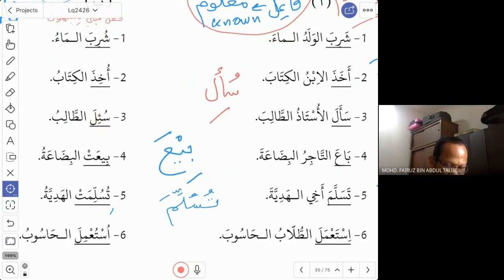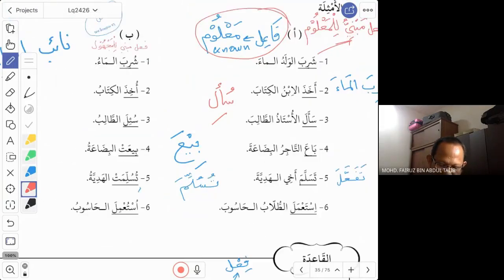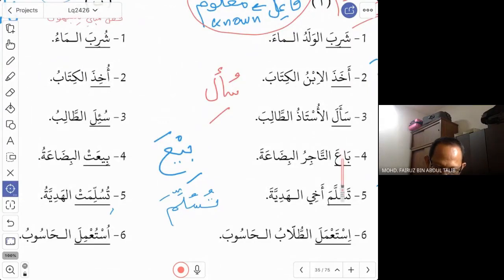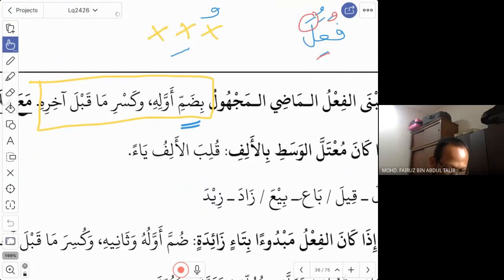But number 4 is a little bit different because number 4 involves the alif, harful illa. When it involves harful illa, the process is actually similar, but I don't want to get too deep into this. For fi'il with harful illa, you just memorize ba'a, bi'a. We will see additional examples inshallah after this. So that is how we change from fi'il ma'lum to fi'il majhul.